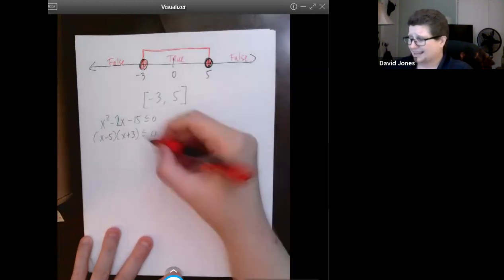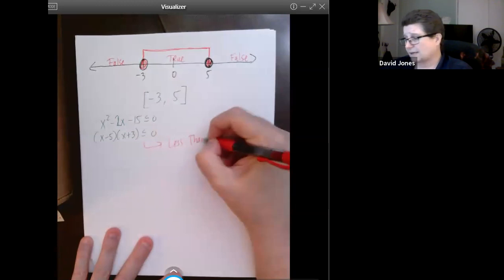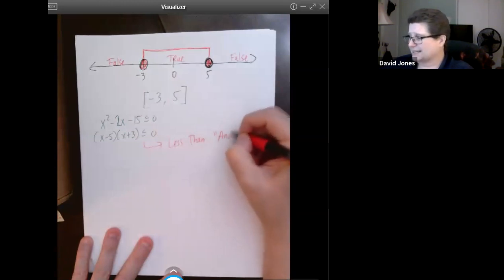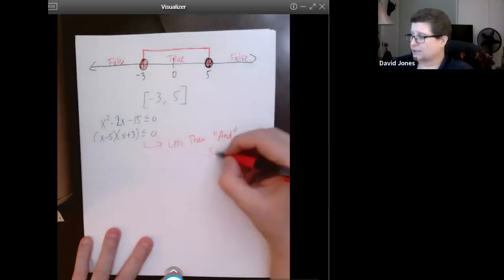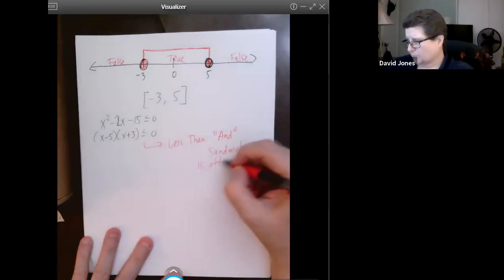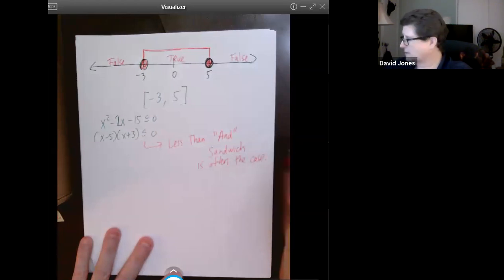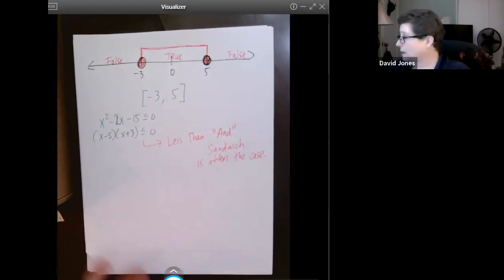Less than has the "and" sound in it. Less than, and, sandwich, is often the case. It's not always true. I'll do an example at the end showing where it's not true. Okay?